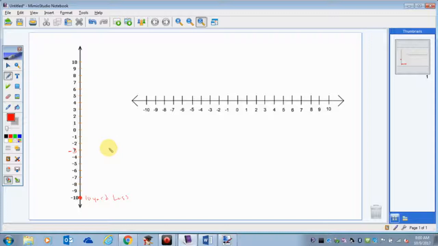So if you get 4 inches of rain above the normal amount, that would be represented as +4 because it's above. The normal amount would be represented as 0. Above normal would be represented as +4. So 4 inches above normal.